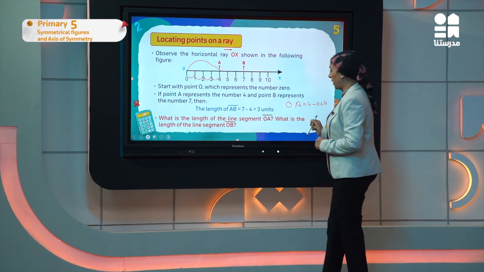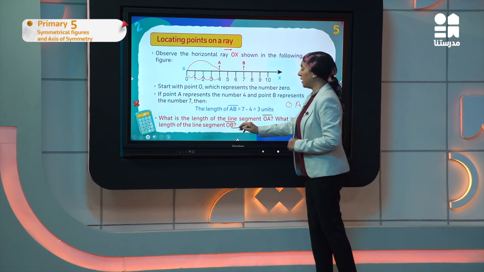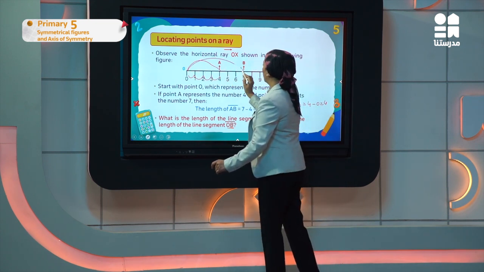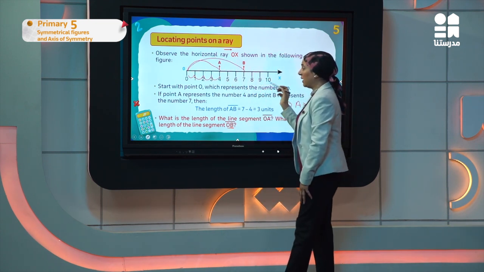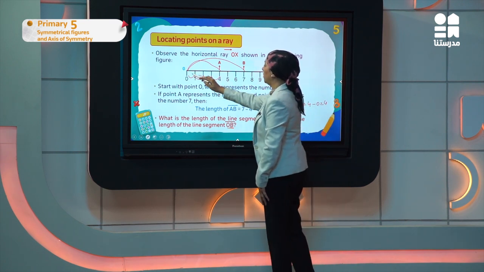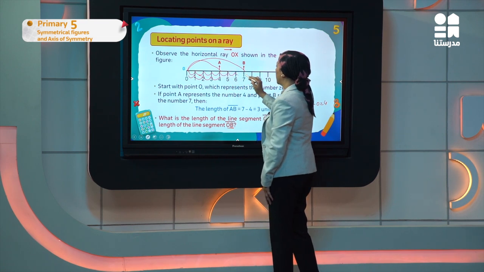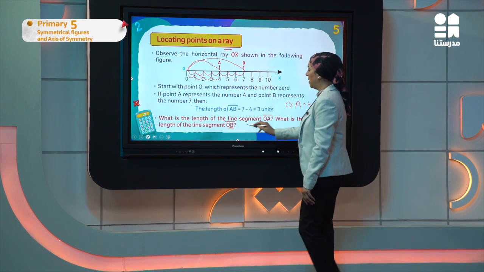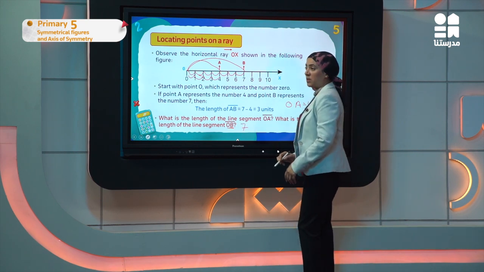What if I want to get the length of the line segment OB? So here again, from the point 0 to the point B, I count 1, 2, 3, 4, 5, 6, and 7, or 7 minus 0, so it will be 7 units.